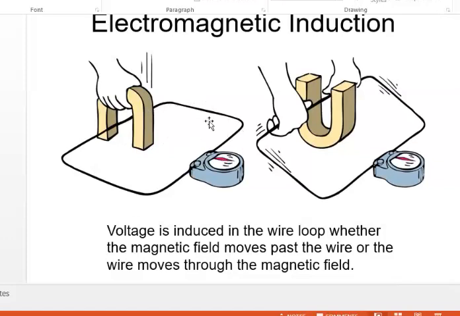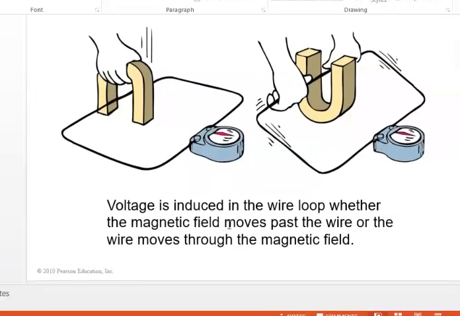Now here the conductor was at rest and the magnet was moving back and forth. Now we reverse the conditions. We fix the magnet and move the conductor. Then we will see that again there is deflection. So voltage is induced in the wire loop whether the magnetic field moves, or the magnet itself moves past the wire, or the wire moves through the magnetic field.